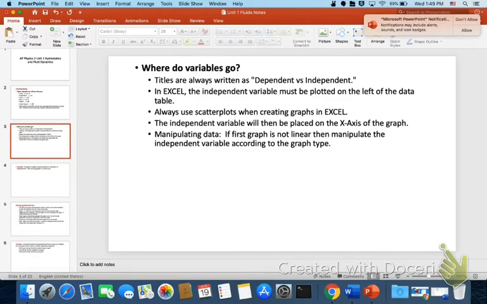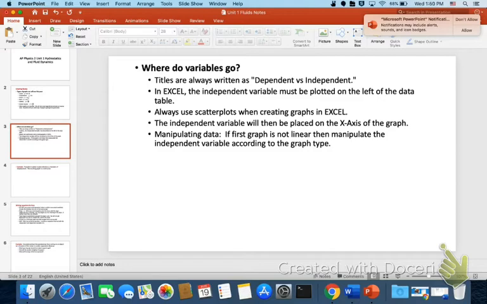So when you go to Excel, though, the independent variable will always be placed on the left-hand side of the data table. So you need to understand that when you get to Excel, you're always going to place the second term to the left-hand side. So pretty much independent goes in column A, dependent will go in column B when you are doing your data tables.